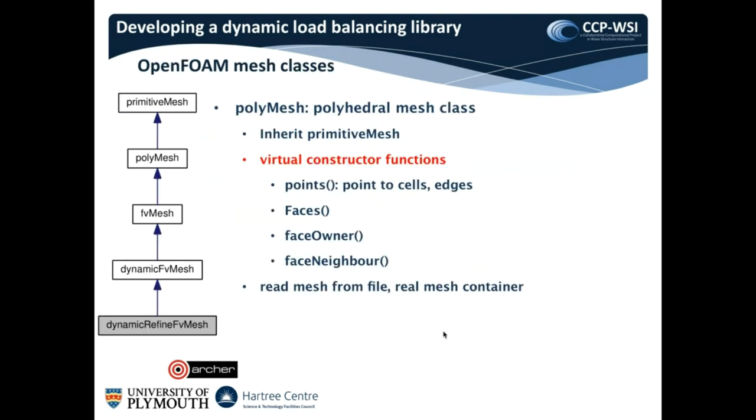The second thing, after talking about that, is the polyMesh, which is a kind of mesh using polyhedra. It inherits from the base class primitive mesh, and it uses the virtual constructor I just talked about to redefine your points, faces, face owners, face neighbors for a polyhedral mesh. It also provides IO functions to read the mesh from file, so this is basically a real mesh container. This is the second thing you definitely need to use.